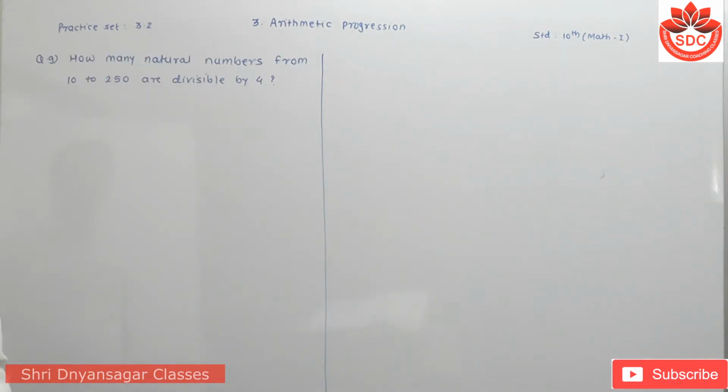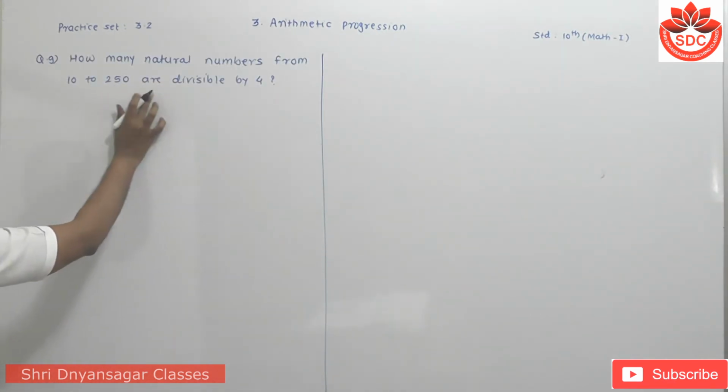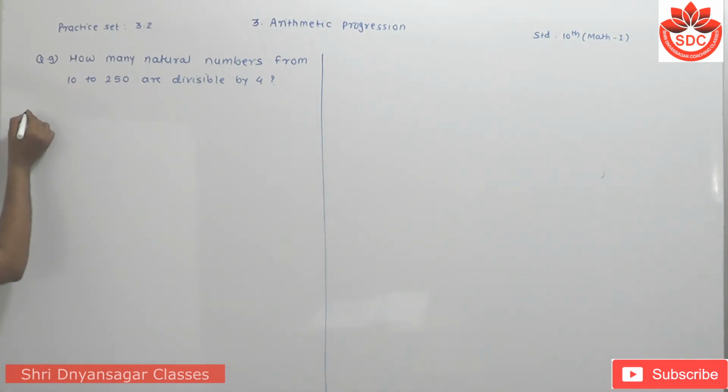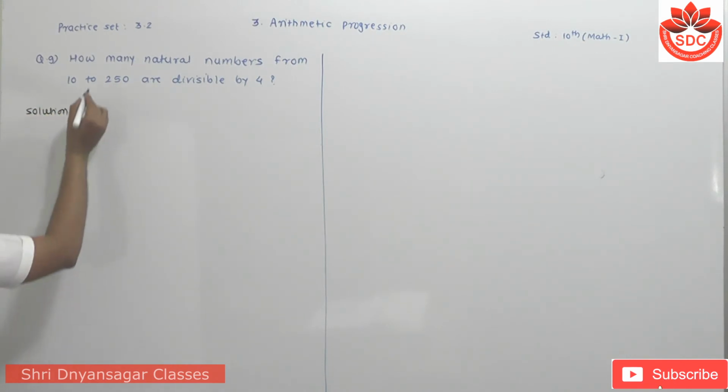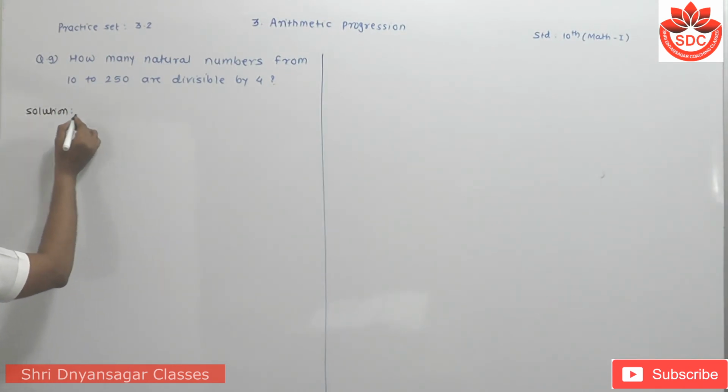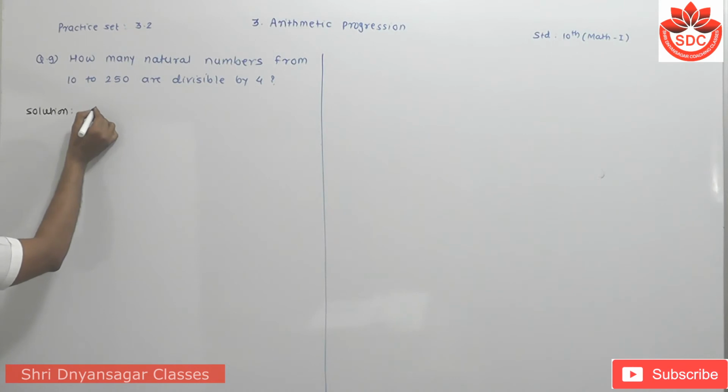How many natural numbers from 10 to 250 are divisible by 4? Now again an important question. Its solution is so simple again. Now how many natural numbers from 10 to 250 are divisible by 4? Then we write here the natural numbers.